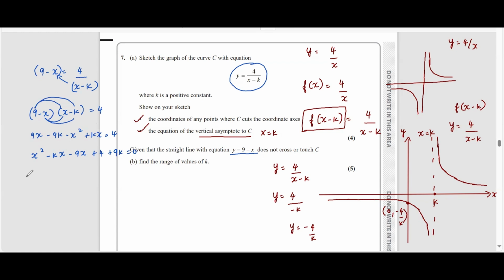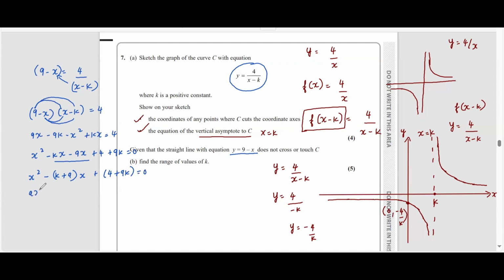We are going to get a quadratic equation now. x square, now minus k and minus 9, collecting the like terms, minus of k plus 9 into x plus 4 plus 9k. Sorry, 4 plus 9k is equal to 0.